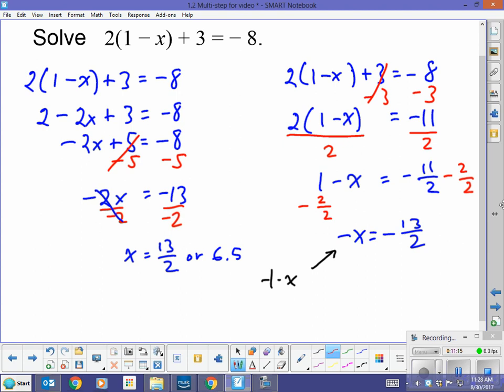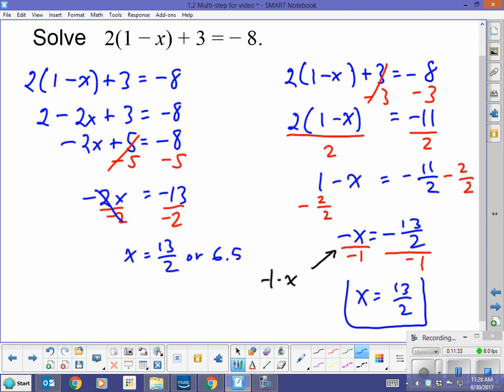So how do I get rid of that negative sign? I divide by negative 1, and I do that on both sides. Okay, so that's going to leave me a positive x on this side equal to a positive 13 halves on this side. So I get the same answer.